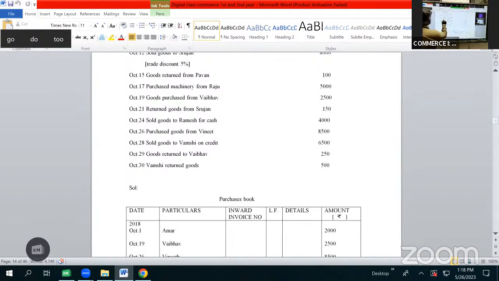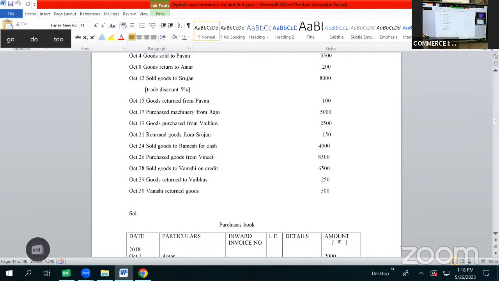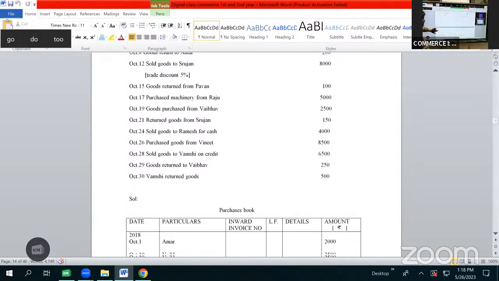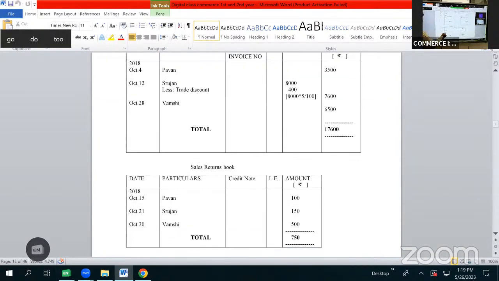Here it is given as return and from. So first we'll check with the name Sujan. Here we sold goods to Sujan. It was a transaction of sale. So now it becomes a transaction of sales return. So this will be shown in sales return book. The date will be taken as October 21. Sujan will be shown in the particulars column and the amount 150 will be shown in the amount column.